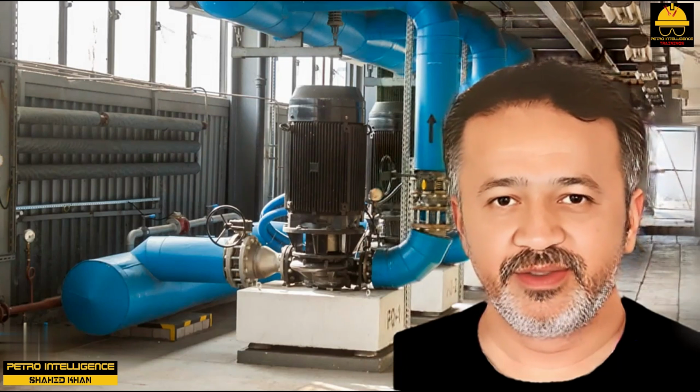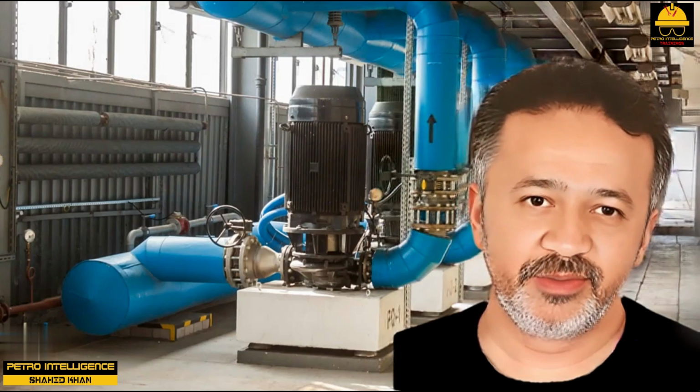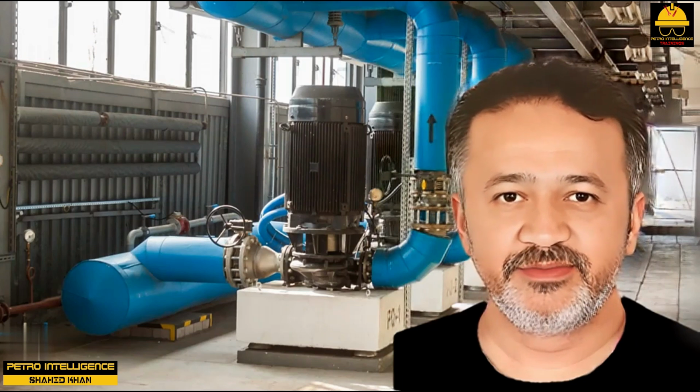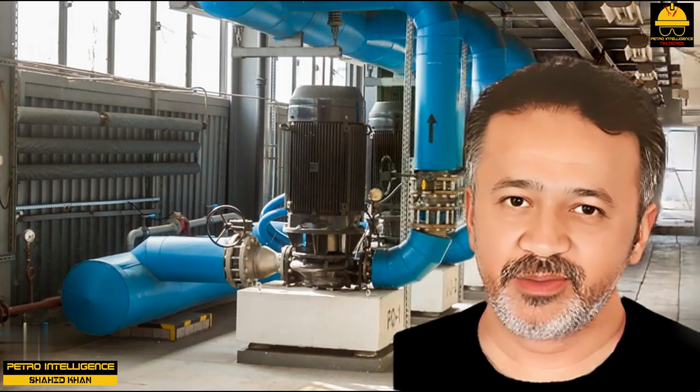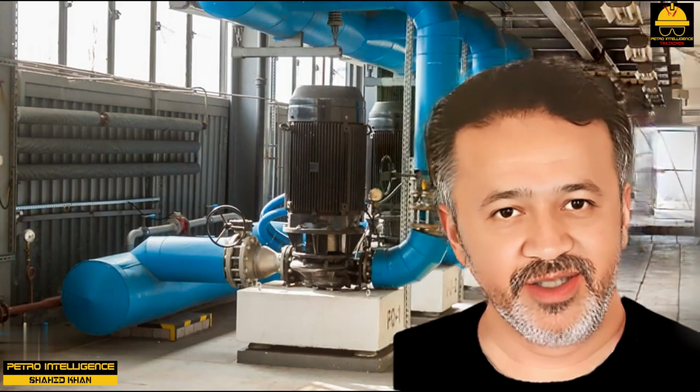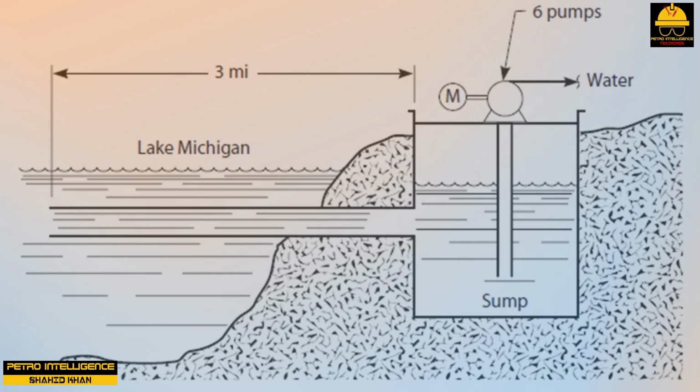Head. Centrifugal pumps are dynamic machines, which means that they convert velocity into feet of head. To explain this concept of converting speed or velocity into feet of head, let's look at a picture. This is the water intake section of the water treatment plant. Water flows from the lake into a large concrete sump. The top of this sump is well above the level of the lake.